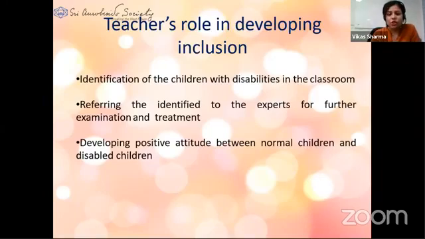Developing positive attitude between normal children and disabled children. If I try to correct the statement, we normally call the normal child atypical, and we call the disabled child neurotypical. So a rapport, basically rapport building and a positive acceptance from your side as a teacher. So teachers, it's very important.